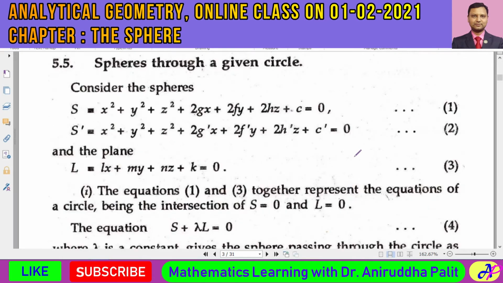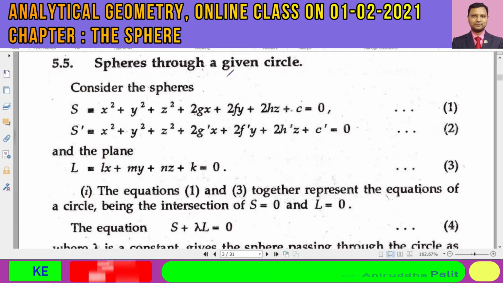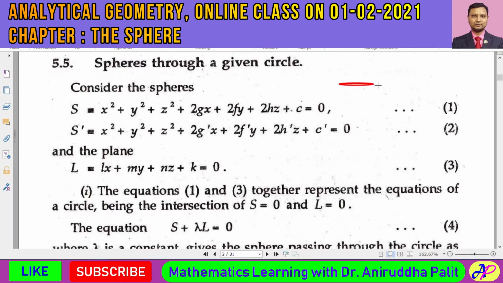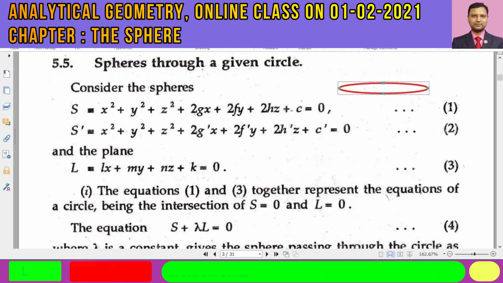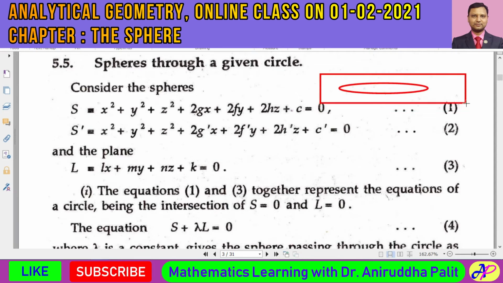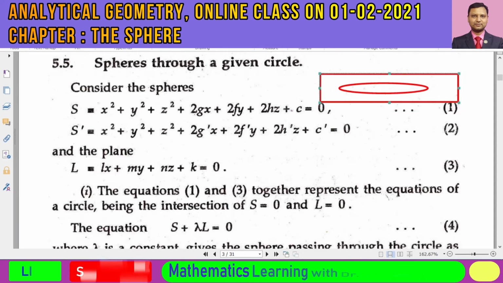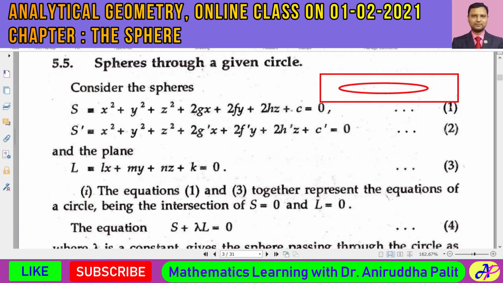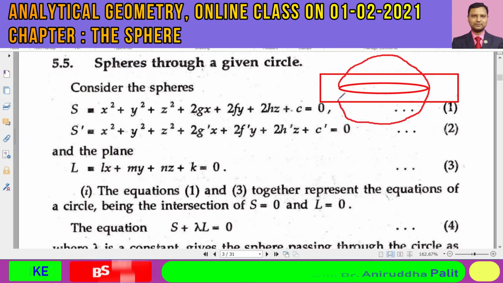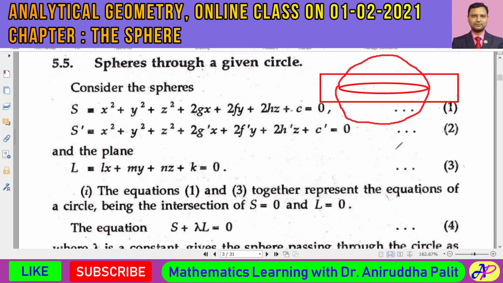Now, sometimes we need to compute the equation of a sphere which passes through a circle. Suppose we have a circle, say this kind of circle, and the circle may lie on this kind of plane. Now we need to draw the equation of a sphere, this kind of sphere, which will pass through this kind of circle.